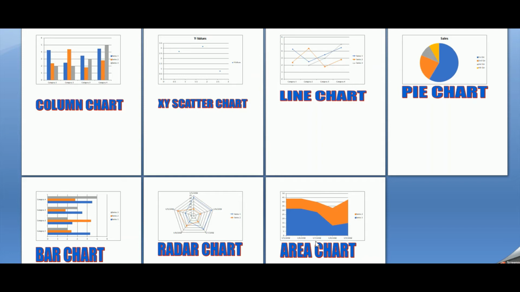Next comes the area chart. This chart is basically used when you want to pay more attention to the changing of data with time. When your data changes with time, in that case we use the area chart. This is mainly used for representing sales and production figures of a company.